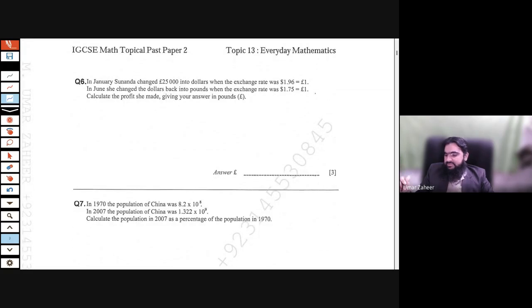All right, the next question. In January, Sunanda changed 25,000 pounds into dollars when the exchange rate was $1.96 equal to 1 pound. In June, she changed the dollars back into pounds when the exchange rate was this one. You have to calculate the profit and give your answer in terms of pounds.